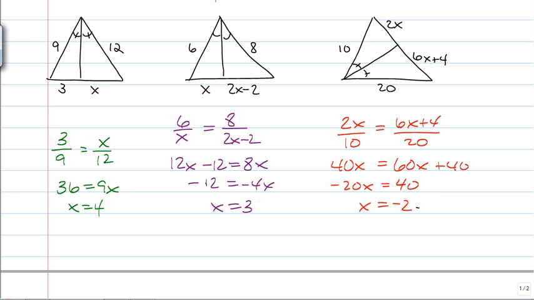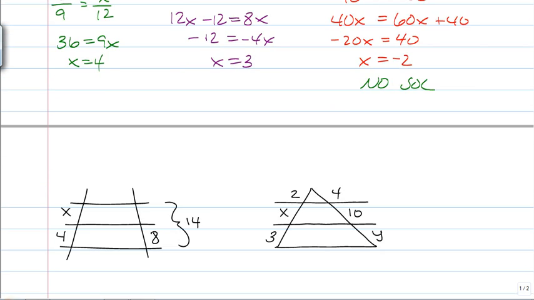Now, think about that for a second. Can x equal negative 2? Nope, because you can't have a negative 4 or a negative 8 for lengths of a side. So this one actually has no solution. Okay? Once you solve for x, that does not mean you're done. You have to make sure that it actually works in the problem. So that's it for angle bisector problems.